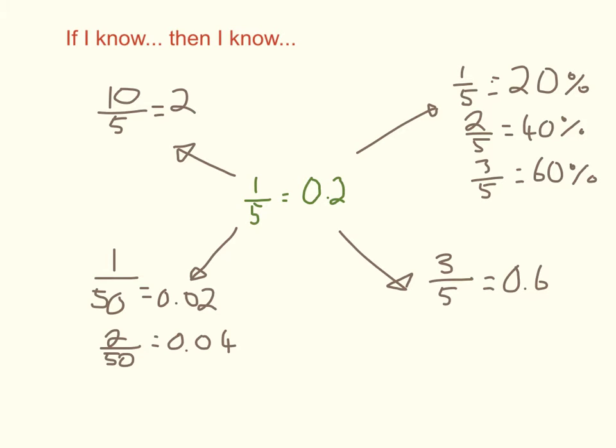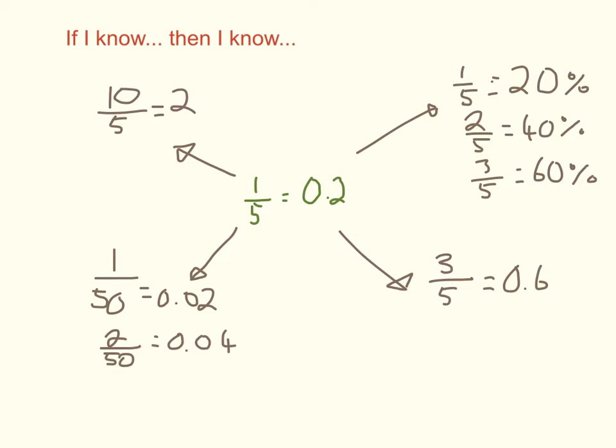Let's have a look at some slightly more abstract versions. So if the fifth is 0.2, 1 over 50 must be 0.02, because I multiplied the denominator by 10, so that makes the decimal answer 10 times smaller. And so if 1/50th is 0.02, then it's an easy jump to figure out 2/50ths must be 0.04.